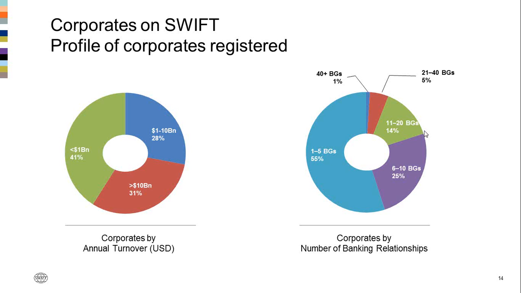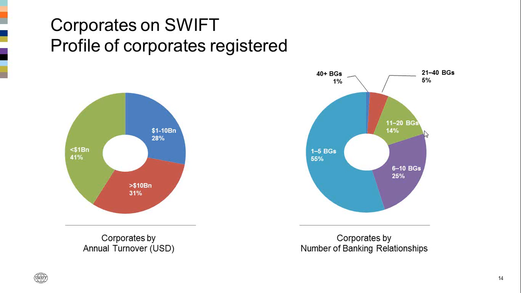But I think what's also interesting, if we look at the green segment, is that some 40% of the corporates that we have on SWIFT are less than $1 billion, typically 300, 400, 500 million and above, more what I would classify as the mid-tier. So it's certainly wrong to think that it's a proposition that's purely for the very largest of corporate players. More and more we're seeing mid-tier corporates also taking advantage of SWIFT.